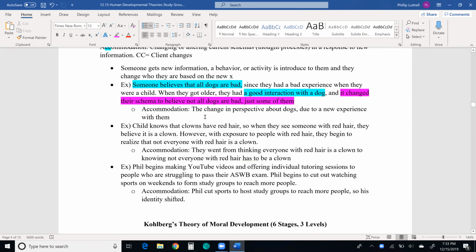So now moving on to Kohlberg's theory of moral development, which has 6 stages and 3 levels in it. So level 1 is pre-conventional morality. So this is prior to people being able to, quote unquote, have a conventional life or function in society in an appropriate manner. So stage 1 within level 1, which is pre-conventional morality, is obedience and punishment orientation.